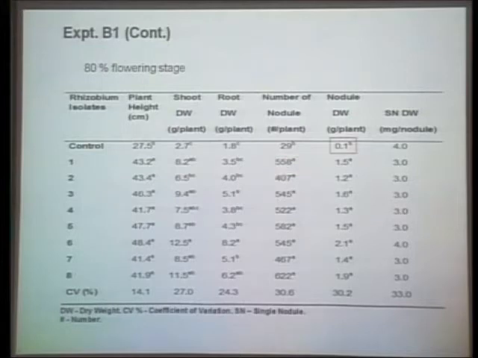And then nodal dry weight also shows a high significance to the control. Isolate 6 contributed the highest value to the nodal dry weight, followed by isolate 8, and then isolate 3. And then for single nodal dry weight, like I said, the nodules were so big, but they were few. And then the control and isolate source had the higher weight in the single nodule.